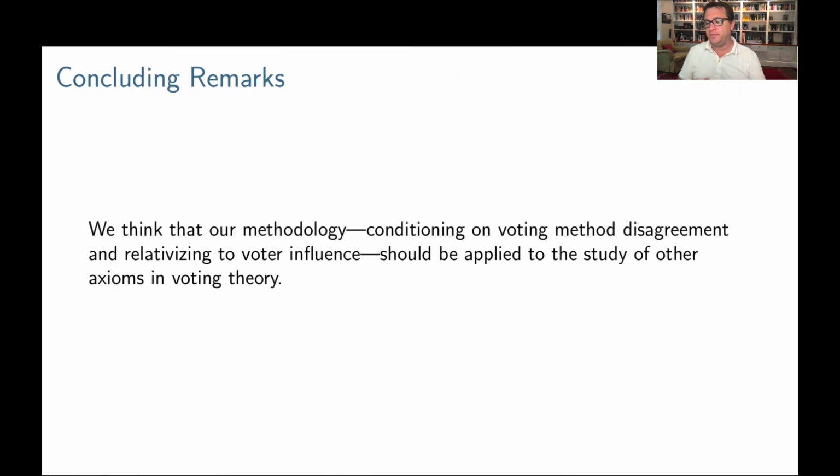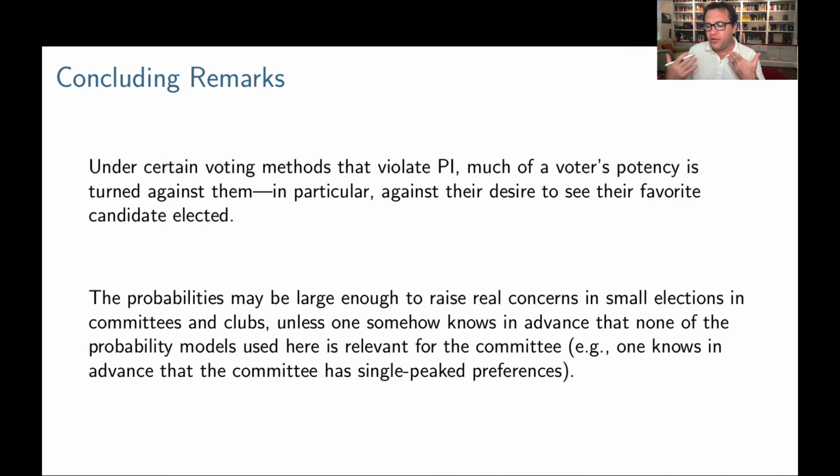Okay, so let's conclude. The first concluding remark is just that we think that this methodology, that of conditioning on voting method disagreement and relativizing to the influence that a voter or a coalition of voters has on the outcome, should be applied to other axioms in voting theory, for example, monotonicity or some other axioms like that. The second remark is that under certain voting methods that violate positive involvement, much of a voter's potency is turned against them, in particular against their desire to see their favorite candidate elected.